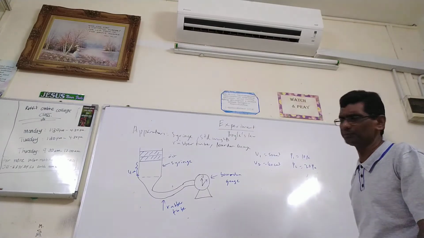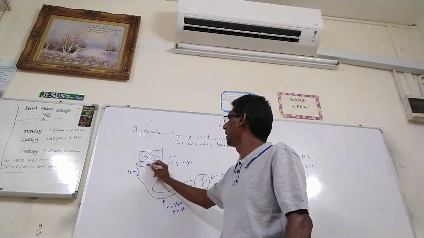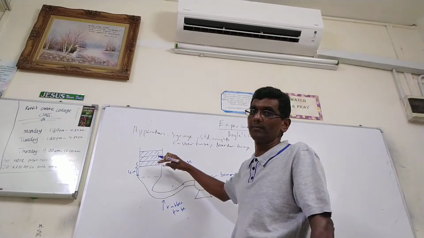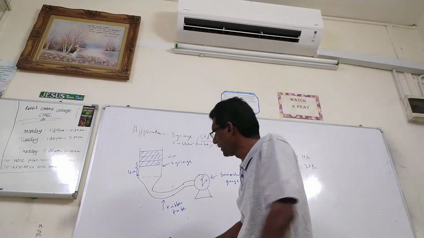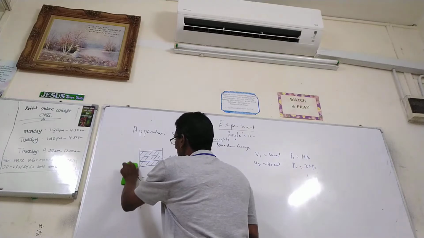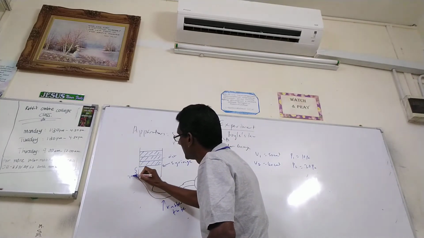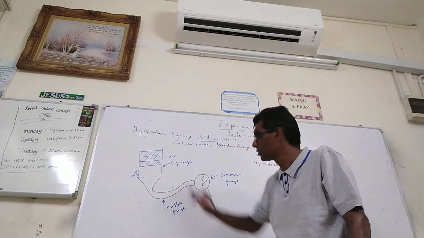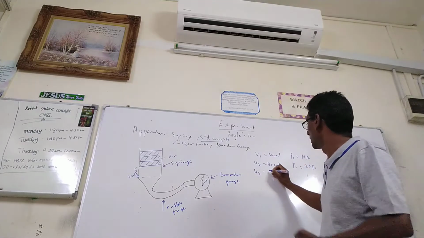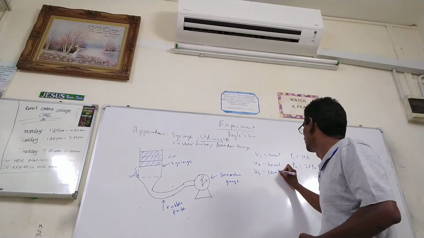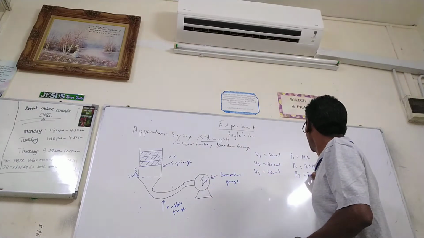For the third one, they put another, third weight on the standard weights. The weight has caused the volume to decrease somewhat. So the volume V3 is 30 centimeter cube, and the pressure P3 must increase to 30 Pascal.